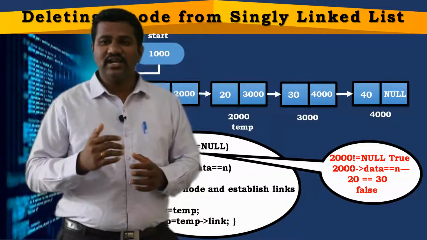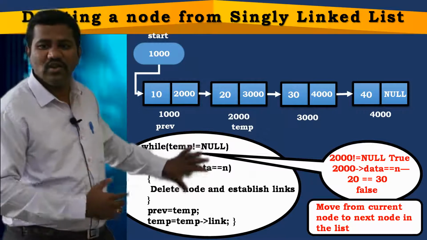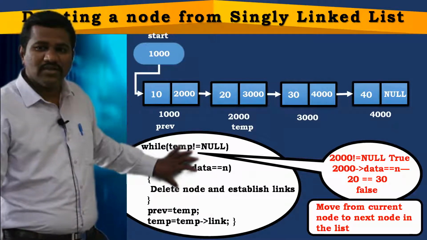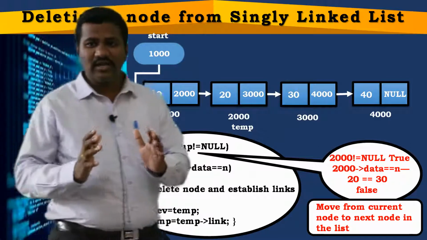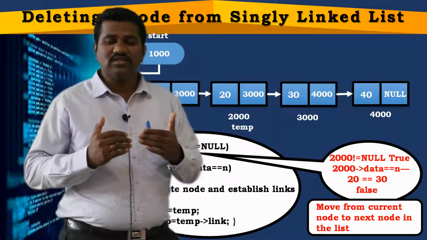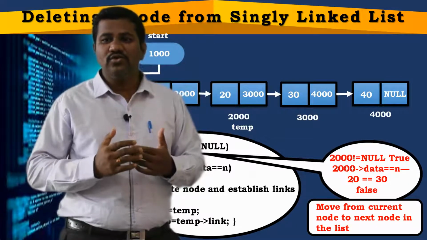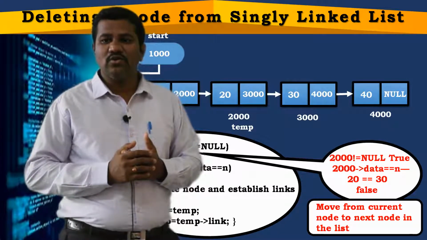If this condition is false, then we will not be entering the if part, so it goes to the statements present after the if part. We would like to delete 30, but the node value that we have is 20. So what we need to do is move from the current node to the next node in the list.